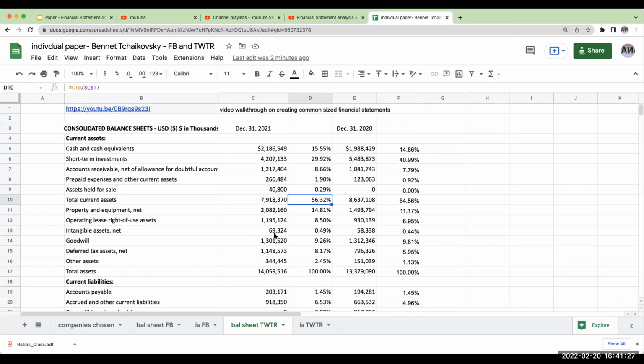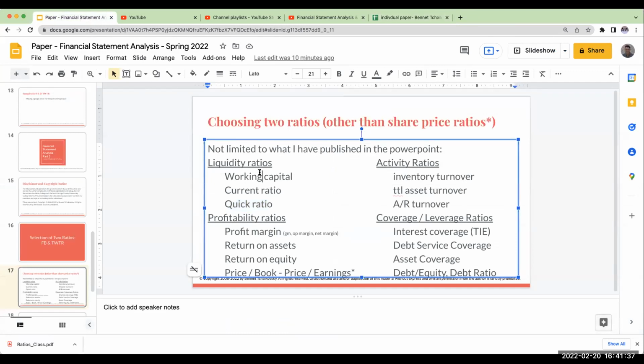This is really just to go through and explore the different parts. So I'm going to skip the liquidity ratios for Twitter and for Facebook. It just doesn't really make a lot of sense to use any of these liquidity ratios, because both of these companies seem to be relatively healthy.